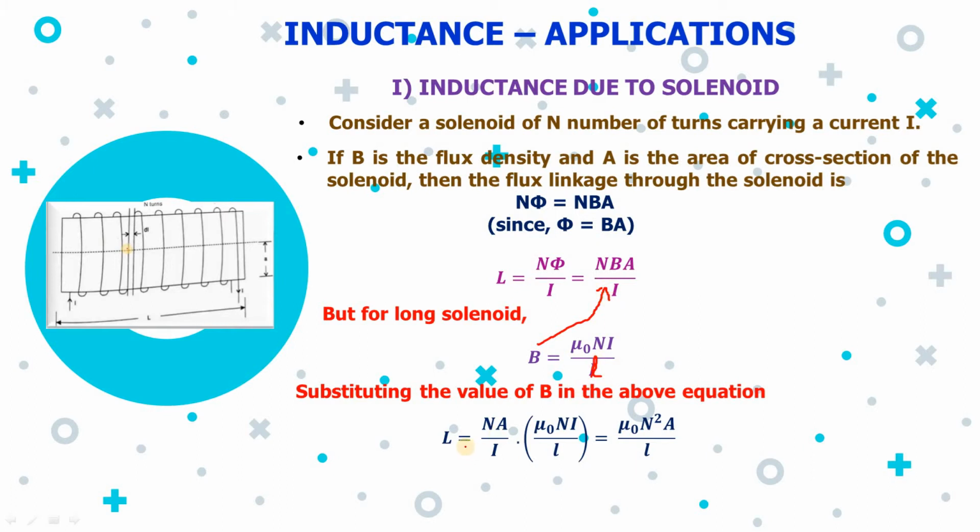Now what is your expression? L is equal to N A by I into mu naught N I by l. Multiplying N into N gives N square, and the I and I get cancelled. Finally, L is equal to mu naught N square A by l. Therefore the inductance due to a solenoid is given by L is equal to mu naught N square A divided by l. This is the first application.